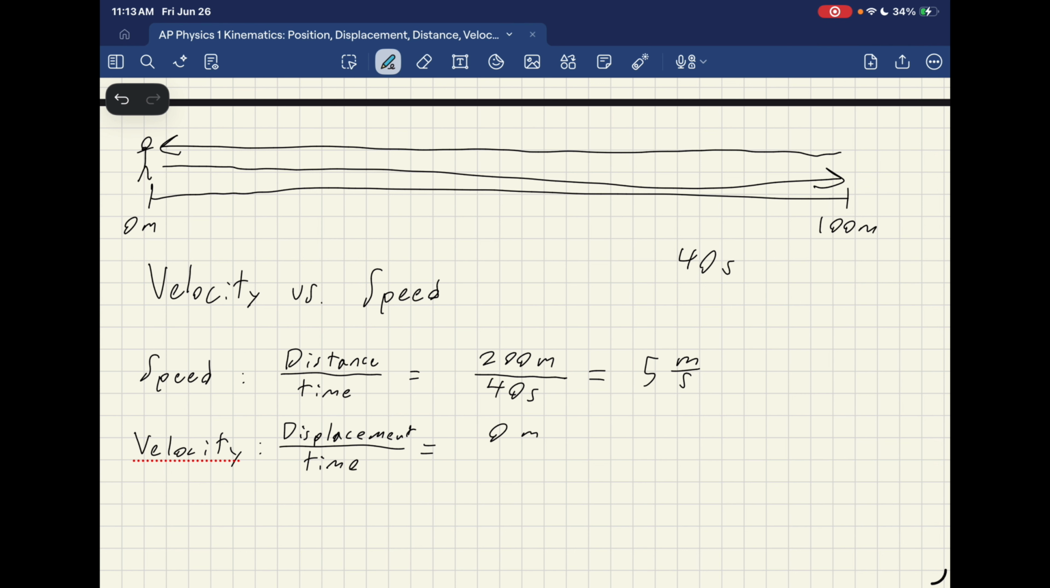This is the average speed because we're looking at the speed over the whole time that he was running. The velocity is going to be 0 meters divided by 40 seconds. And of course, 0 divided by anything is 0, so our velocity is 0 meters per second. It's important to understand the difference between speed and velocity. And it is very important to understand that velocity is directional, whereas speed is not.